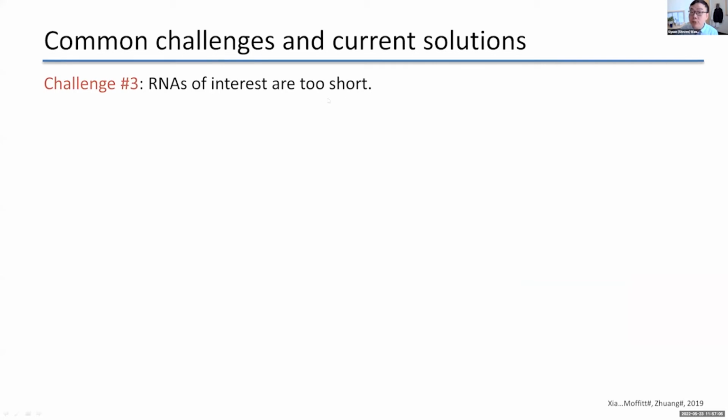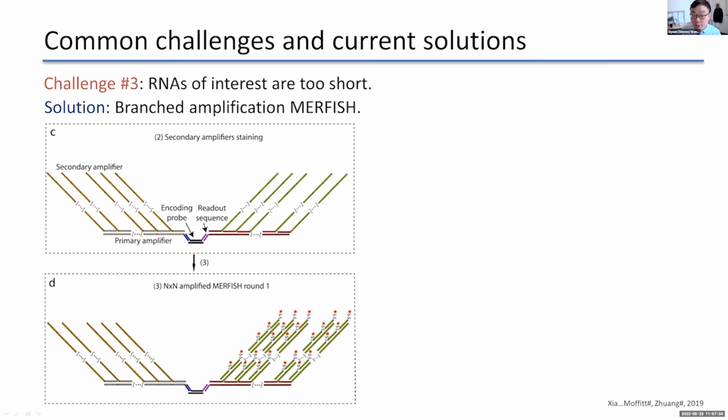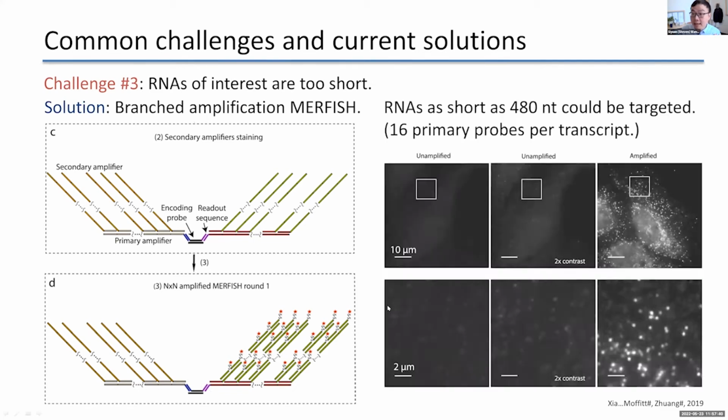Challenge number 3, RNAs of interest are too short. So like the single molecule RNA FISH, the multiplex FISH also needs to tile each target with tens of probes. We usually recommend 48 probes per target, and that translates to roughly 1.5 kb as a minimum RNA length. So what if your RNA of interest is shorter than 1.5 kb? Solution is branched amplification MERFISH, as demonstrated in this work. You can use these oligo branches to enhance the signal from each primary probe binding, and RNAs as short as 480 nucleotides could be targeted in this work, and that's with 16 primary probes per transcript.